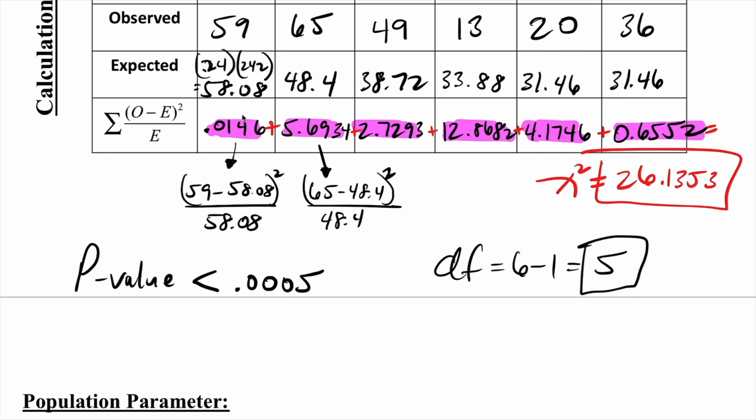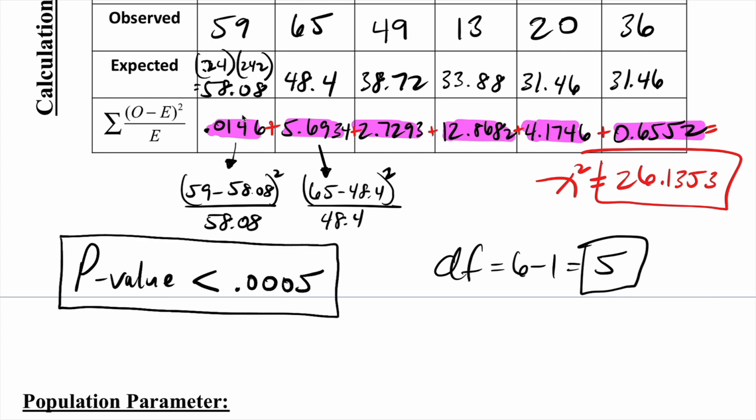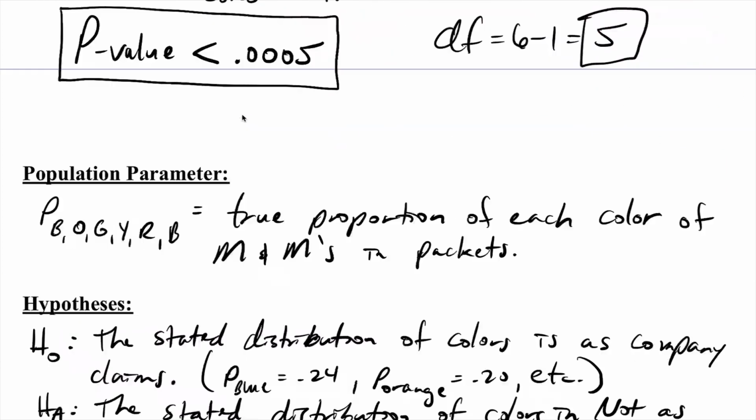Now they didn't give us a number. Is that enough to say we can reject or fail to reject? Yeah, it's enough. That's right. That's all we need in our conclusion. We just need enough to say fail to reject or reject. Okay, so there's our p-value. Okay, so let's go down to the conclusion.